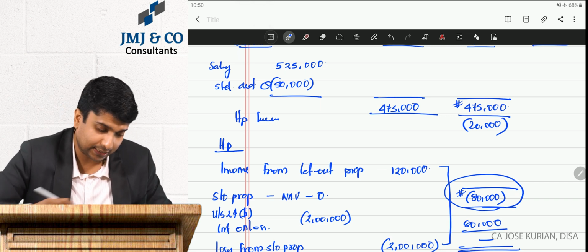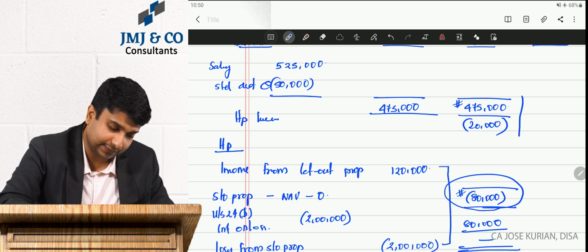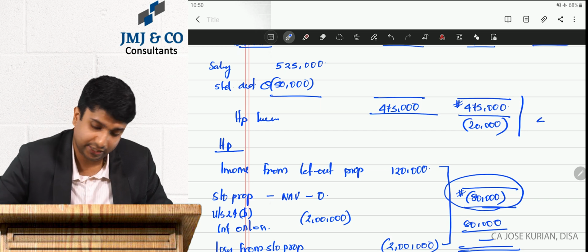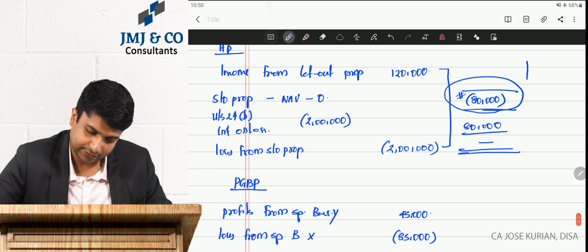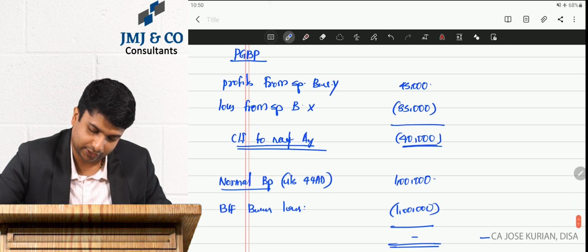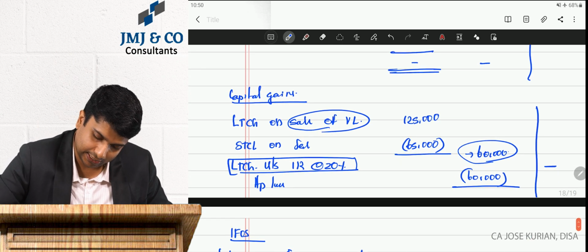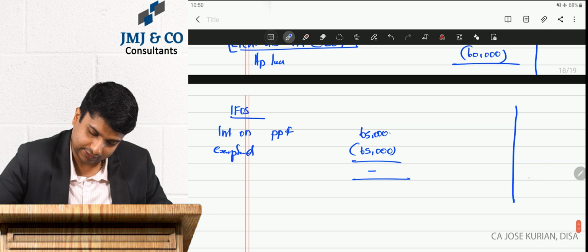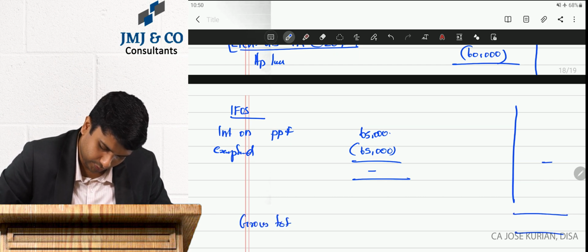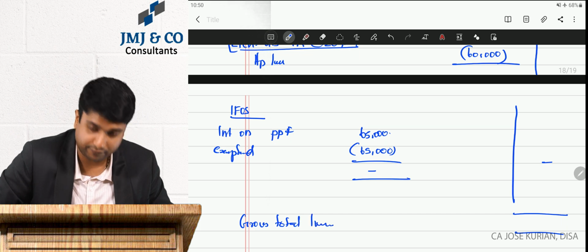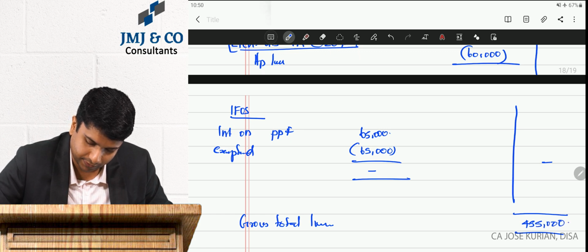And what is the remaining salary head profit? 4,75,000 minus 20,000, it would be 4,55,000 rupees, which is my income from salary. Then there is nothing left in house property loss, PGBP is also nothing left, and finally long-term capital gain also nothing left. Income from other sources is also nothing. So tell me, what is my gross total income? Gross total income would be the same, 4,55,000. Only one income, that is 4,55,000, is my gross total income.